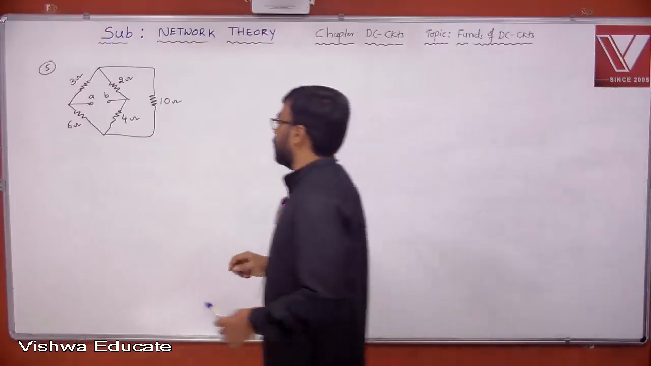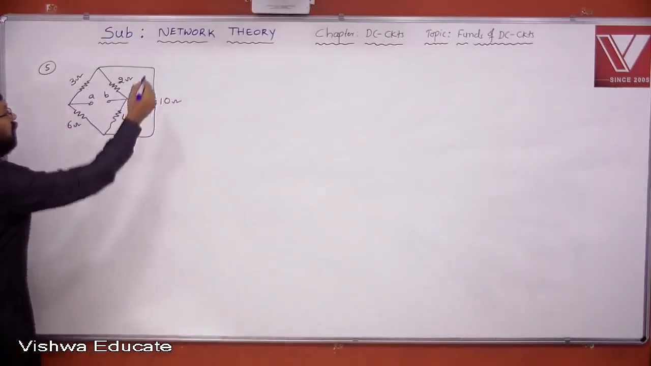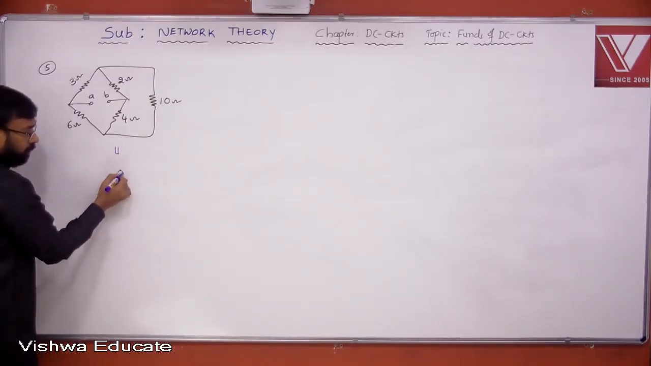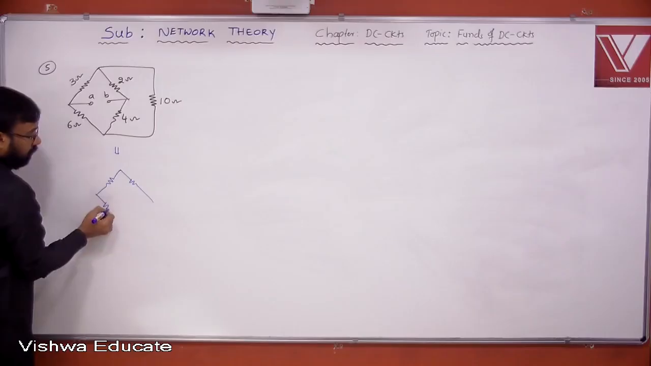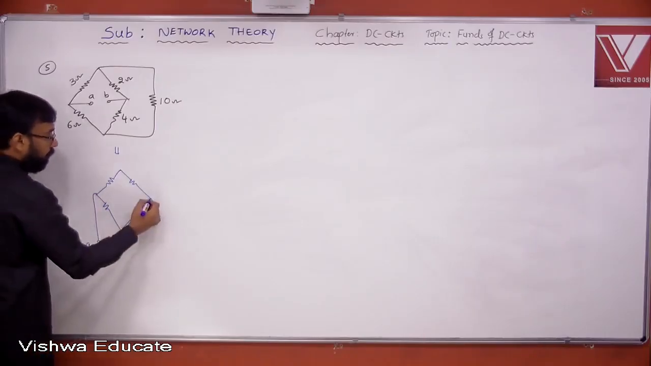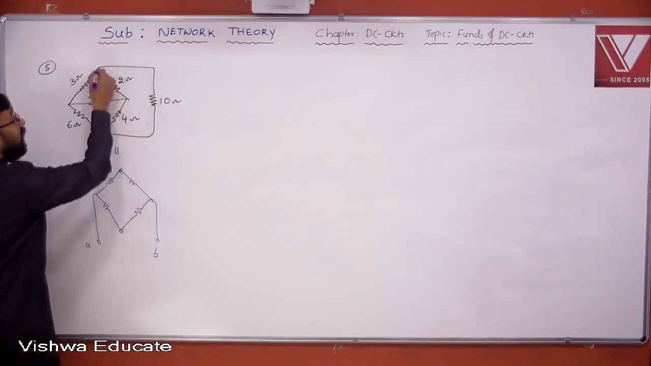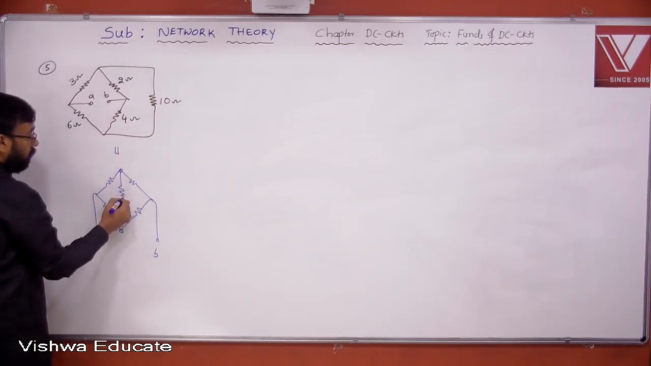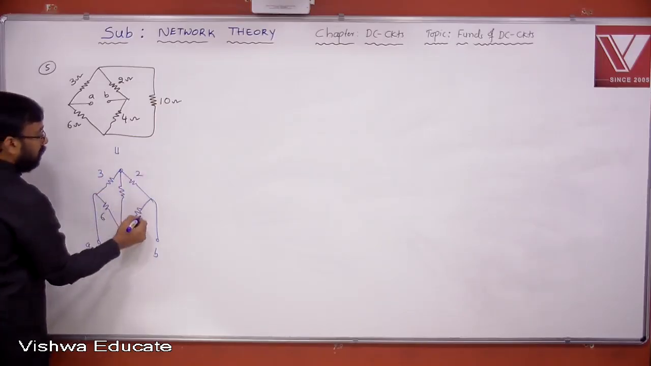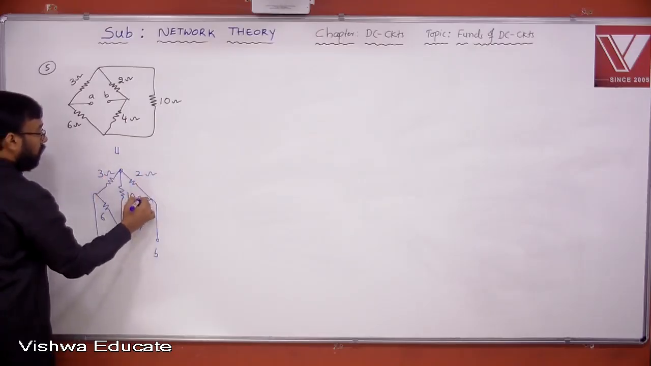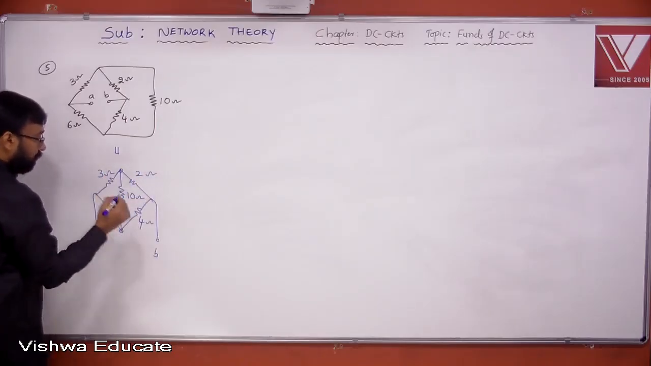Look at this example. So one another simple one, but look at this. Can I redraw this network? Something like this. This is A. This is B. Look at this element is connected between these 2 points, right? So therefore, that's it. 3 ohm, 2 ohm, 10 ohm, 4 ohm, 6 ohm.